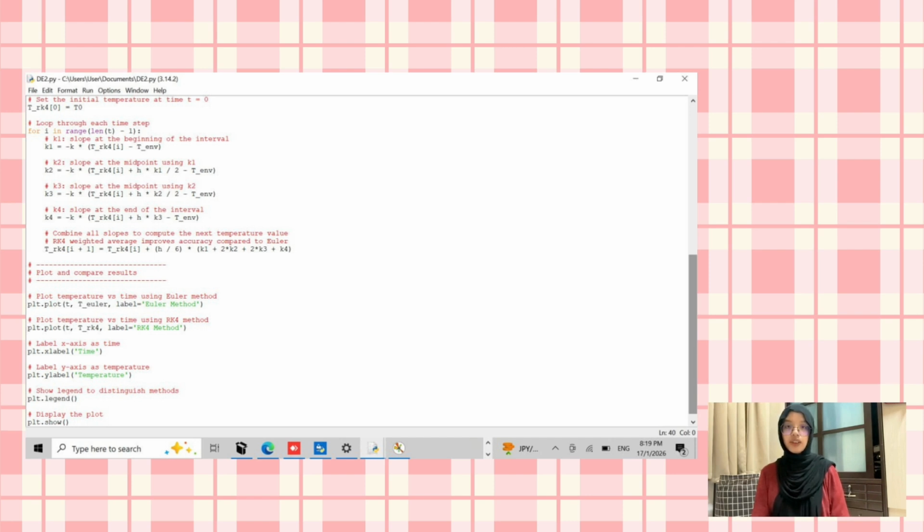Next, the Runge-Kutta fourth-order method, or RK4, was implemented. This method improves accuracy by calculating 4 intermediate slopes at each time step and combining them into a weighted average. As a result, RK4 provides a more accurate numerical approximation compared to the Euler method.